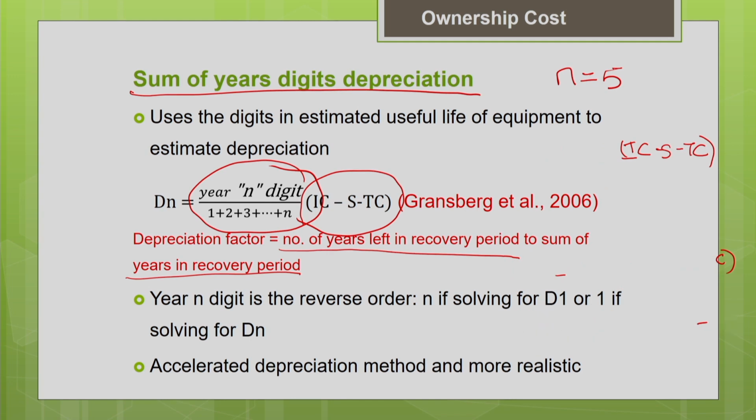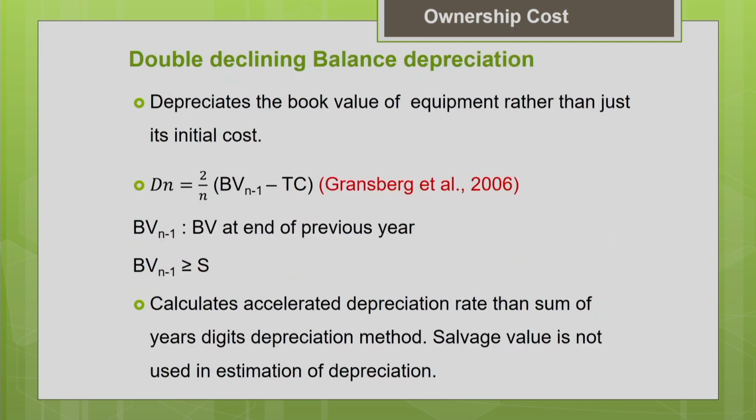So if you are going to calculate the depreciation for the first year, the digit in the numerator will be n. If you are going to calculate the depreciation for the last year, the digit in the numerator will be 1. So it is a more accelerated depreciation method and more realistic. People prefer accelerated depreciation, as I told you, because of the tax benefits they get from the depreciation expenses.